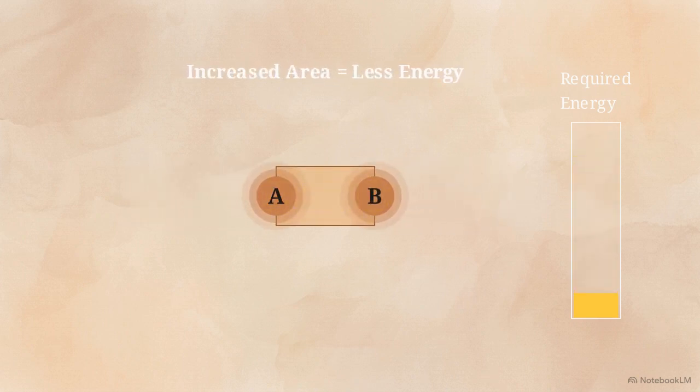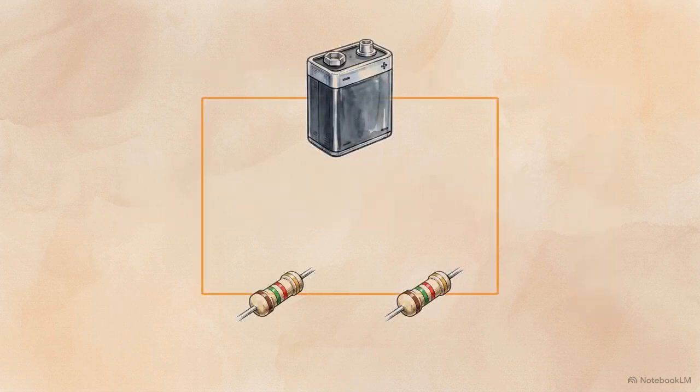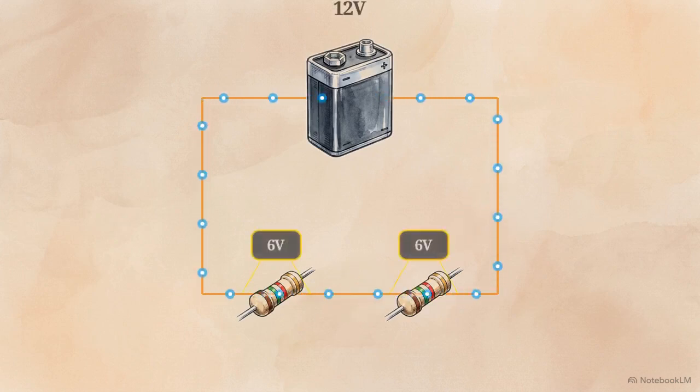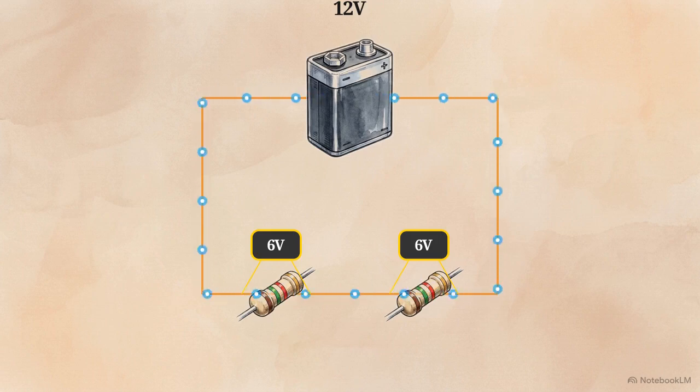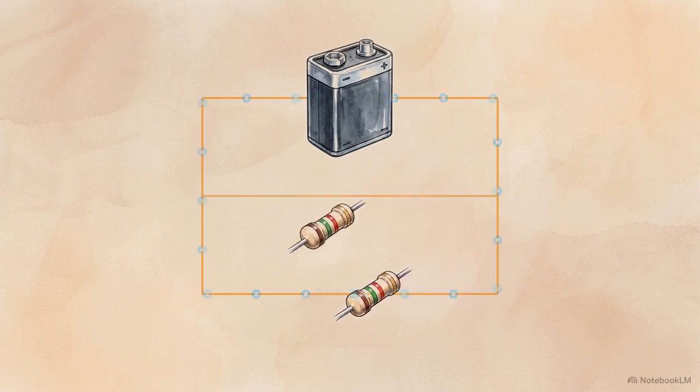The physical geometry of the conductive path dictates exactly how much energy is required to push a charge from point A to point B. When you connect components in a single continuous loop, you create a series circuit. Because there are no alternative routes, the exact same current flows through every component. To keep that current moving, the battery's total voltage has to split, dropping incrementally across each resistor.